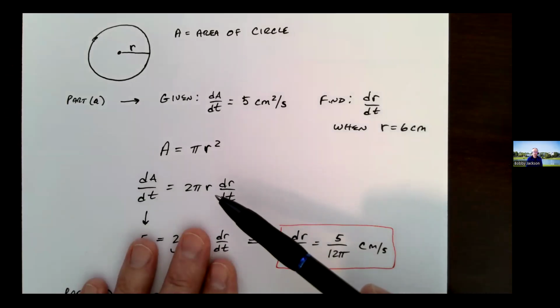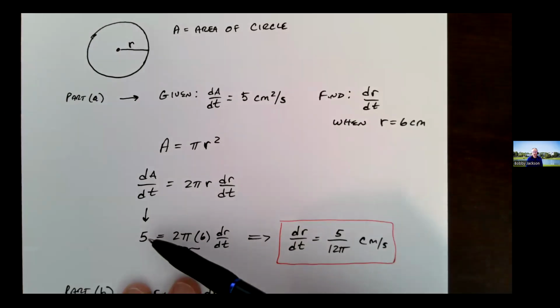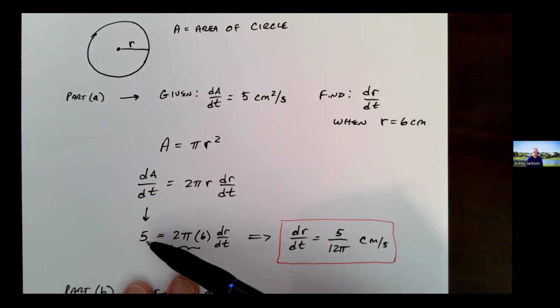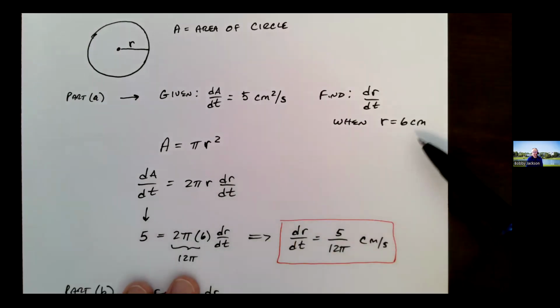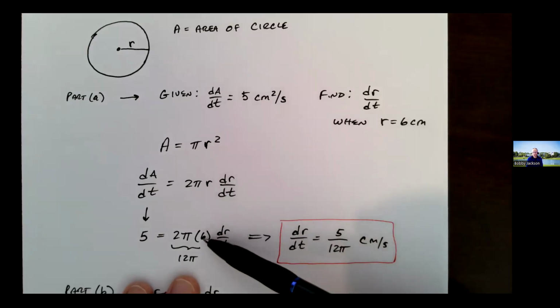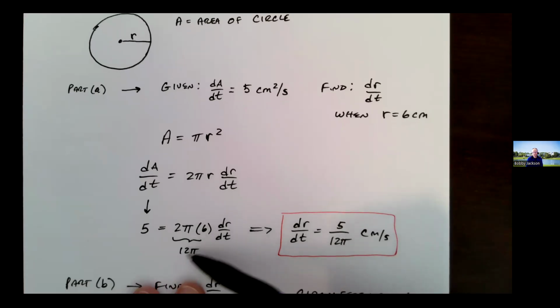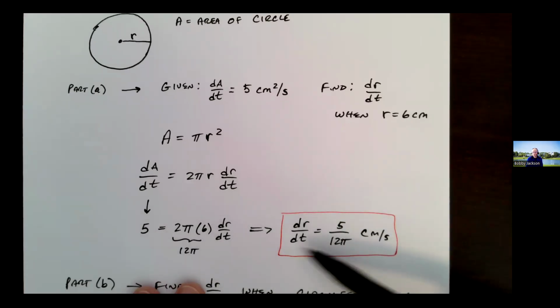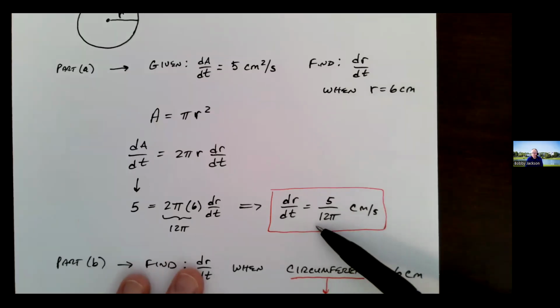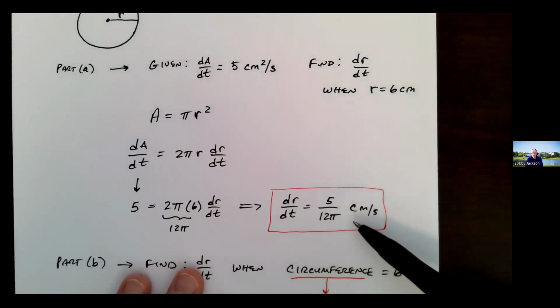Now we can plug in information. dA/dt was 5 square centimeters per second. The radius now is 6 centimeters, so I replace that there. Of course, this becomes 2 times pi times 6, which is 12 pi. Divide 5 by 12 pi, and that will give me dr/dt. Notice the units of dr/dt are centimeters per second.